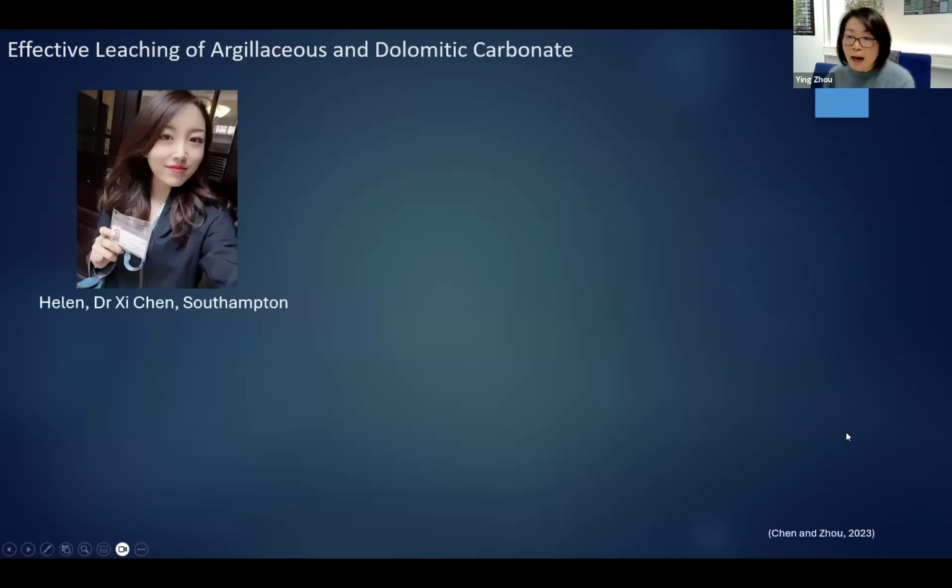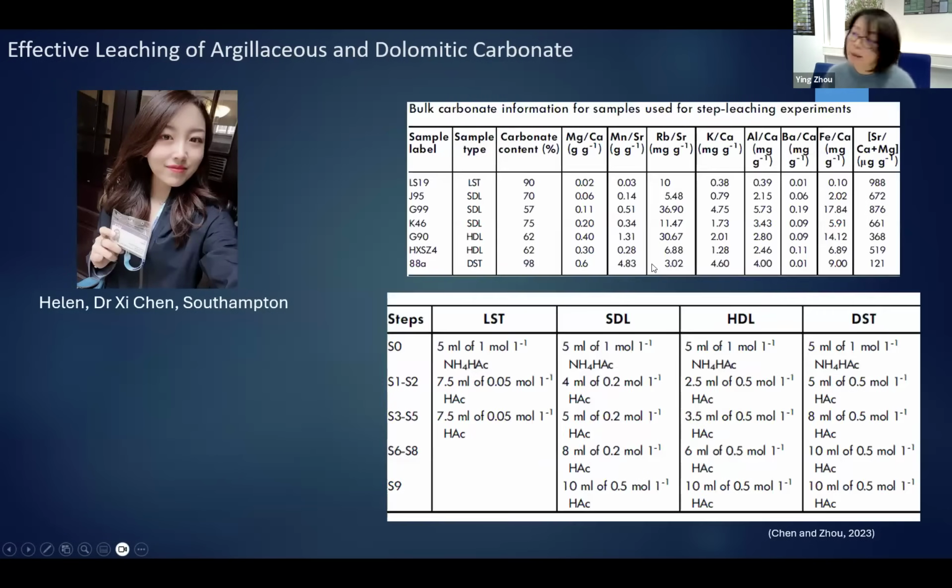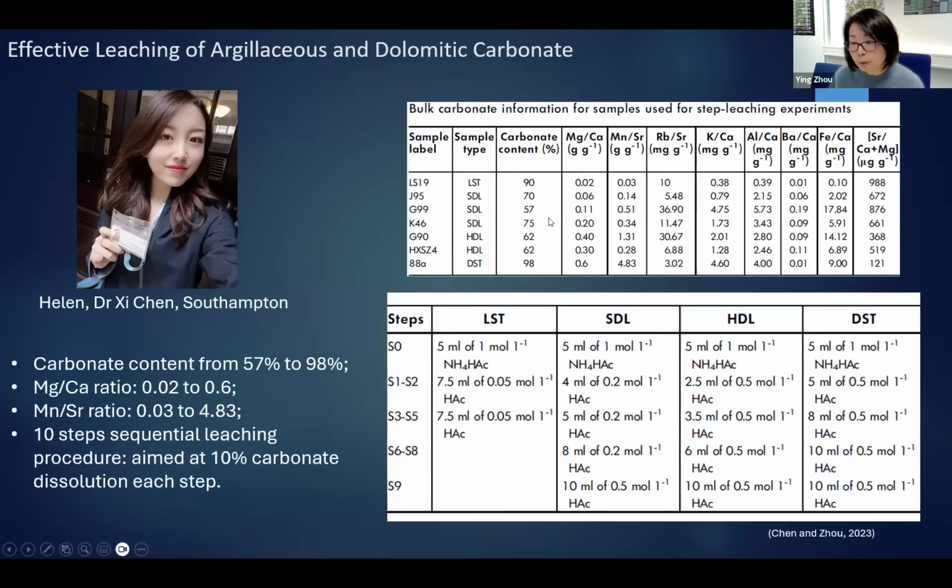Okay, but as we have seen, most of the samples are bulk rocks, and most of the bulk carbonate we can get is argillaceous and mostly dolomitic. So Helen, who is now a postdoc at Southampton, chose in total 7 samples, but 5 of them are mostly argillaceous and dolomitic samples, compared with one pure limestone and one dolostone standard.